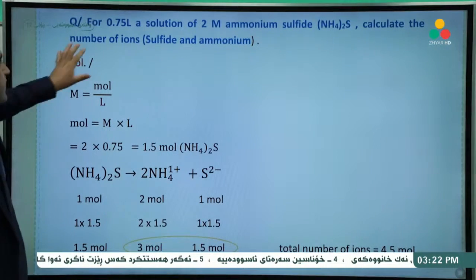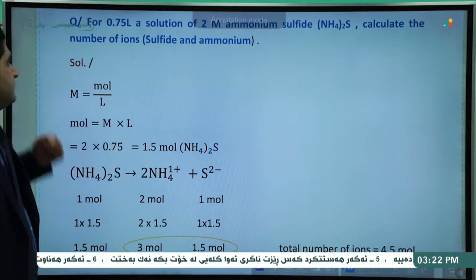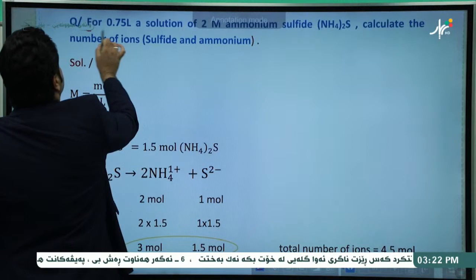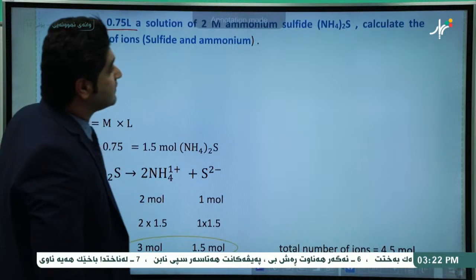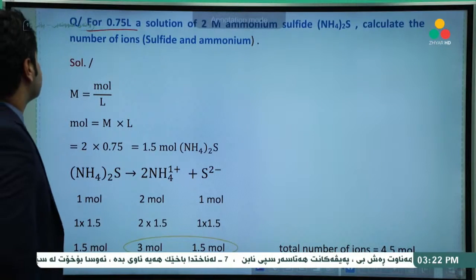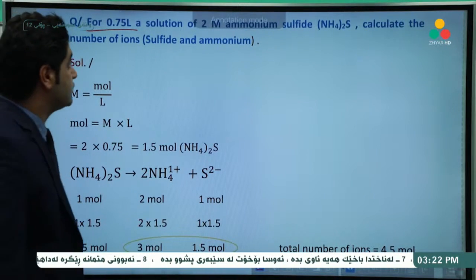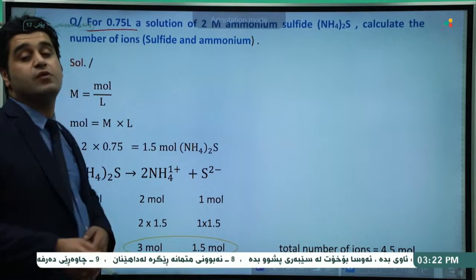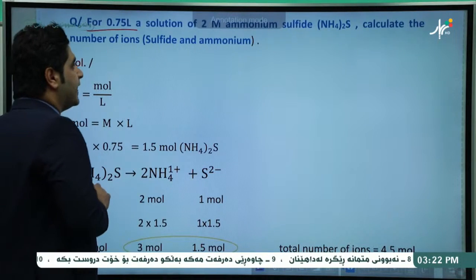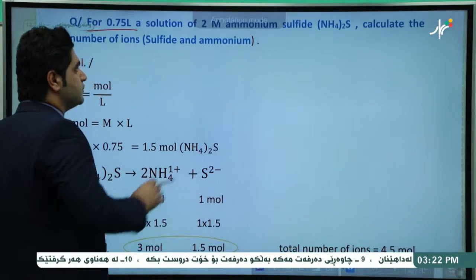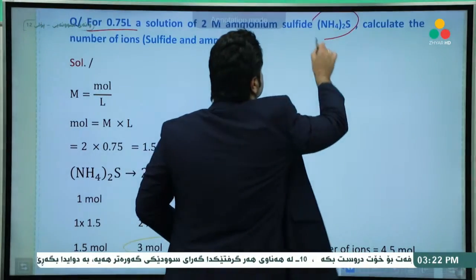Let's do that kind of question also. For 0.75 liter of a solution of 2 molar ammonium sulfide, (NH4)2S, calculate the number of moles of the ions of sulfide and ammonium in that aqueous solution. Again, it asks you to calculate the number of moles of the ions. So we have to do the steps that I told you. Point at your compound. What is our compound? Ammonium sulfide.